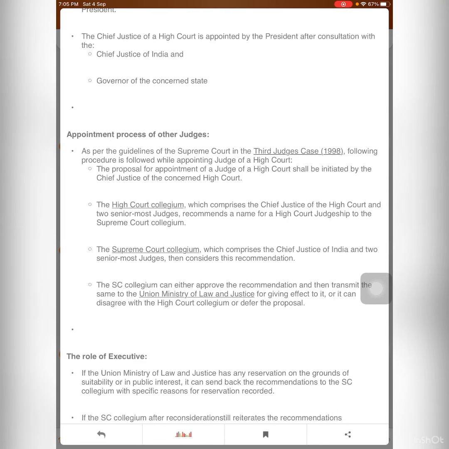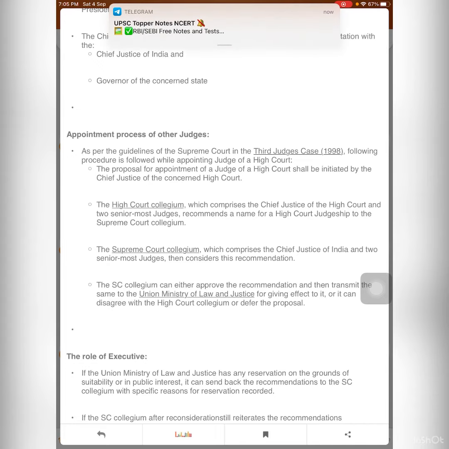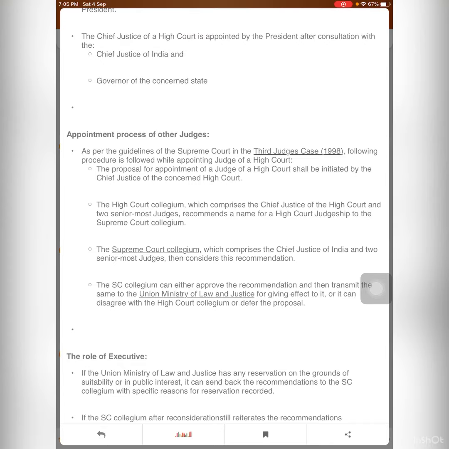The following procedure is followed while appointing a judge of a High Court. The proposal for appointment of a judge of a High Court shall be initiated by the Chief Justice of the concerned High Court. The High Court Collegium, which comprises the Chief Justice of the High Court and 2 senior-most judges, recommends a name for a High Court judgeship to the Supreme Court Collegium. The Supreme Court Collegium, which comprises the Chief Justice of India and 2 senior-most judges, then considers this recommendation. The SC Collegium can either approve the recommendation and then transmit the same to the Union Ministry of Law and Justice for giving effect to it, or it can disagree with the High Court Collegium or defer the proposal.